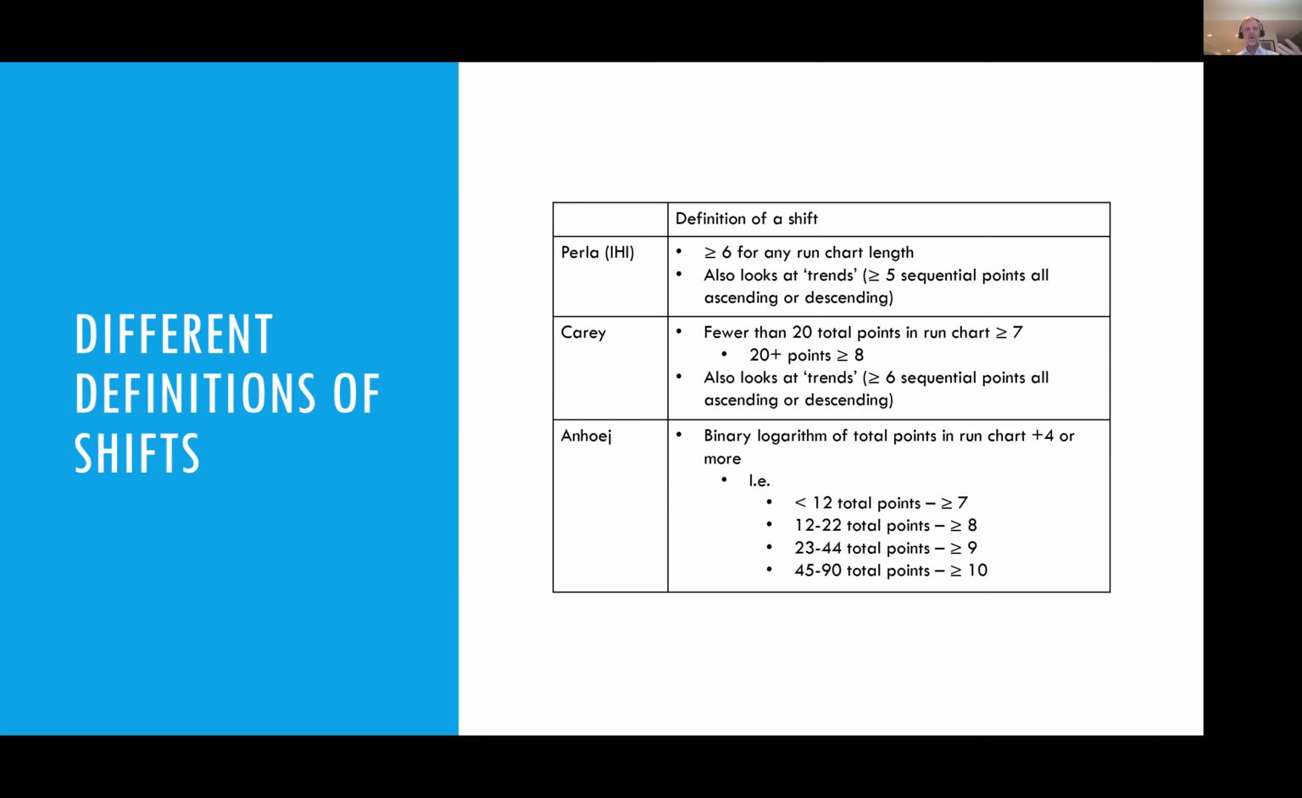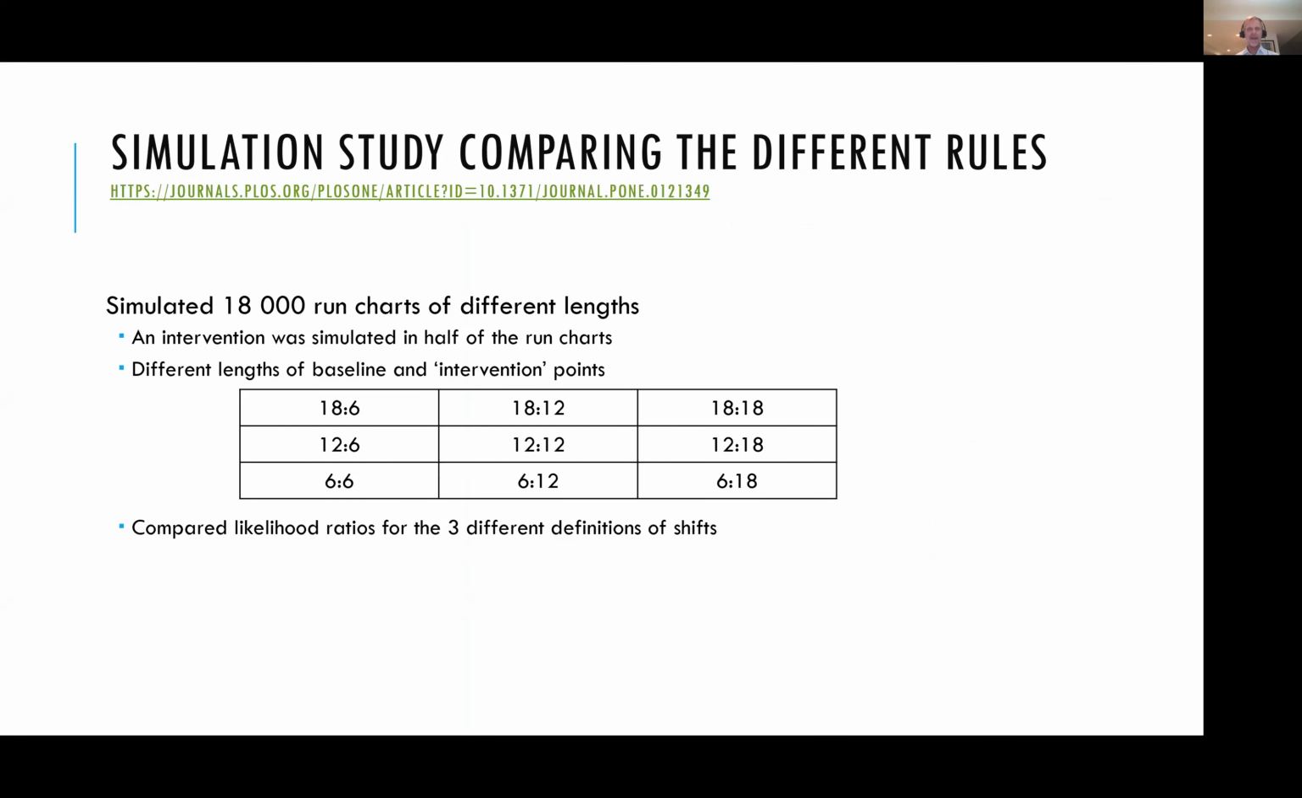Okay, and so in this article, the authors compared these different run chart rules. And to do this, they simulated 18,000 run charts of different lengths. In 9,000 of them, the data was just random the whole way through, so there was no change. In the other 9,000, they built in an intervention where the data increased by 2 standard deviations to see how effective these run charts were for picking up these changes. And they looked at different lengths of data. So they had 9 different groups.